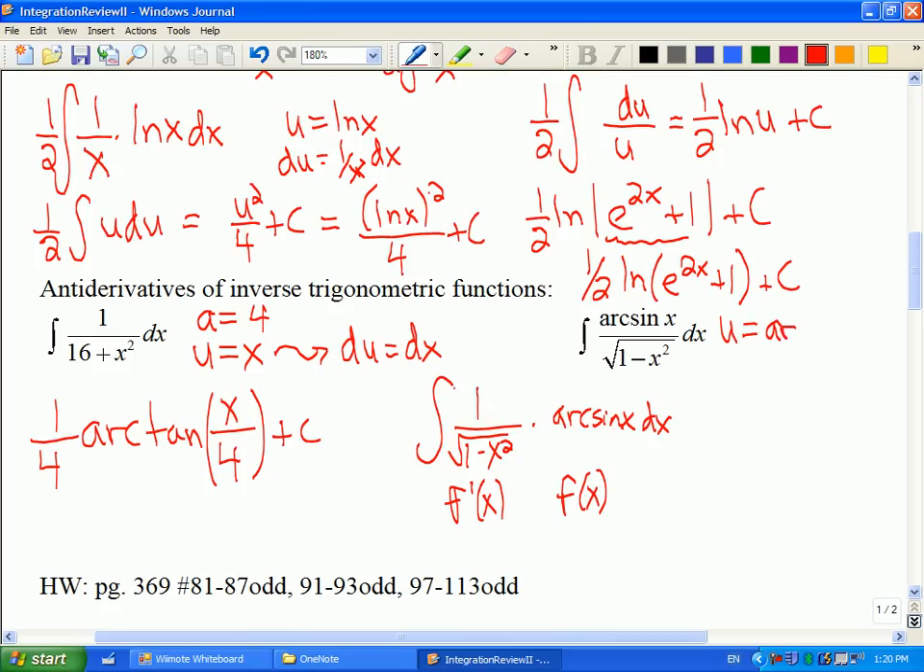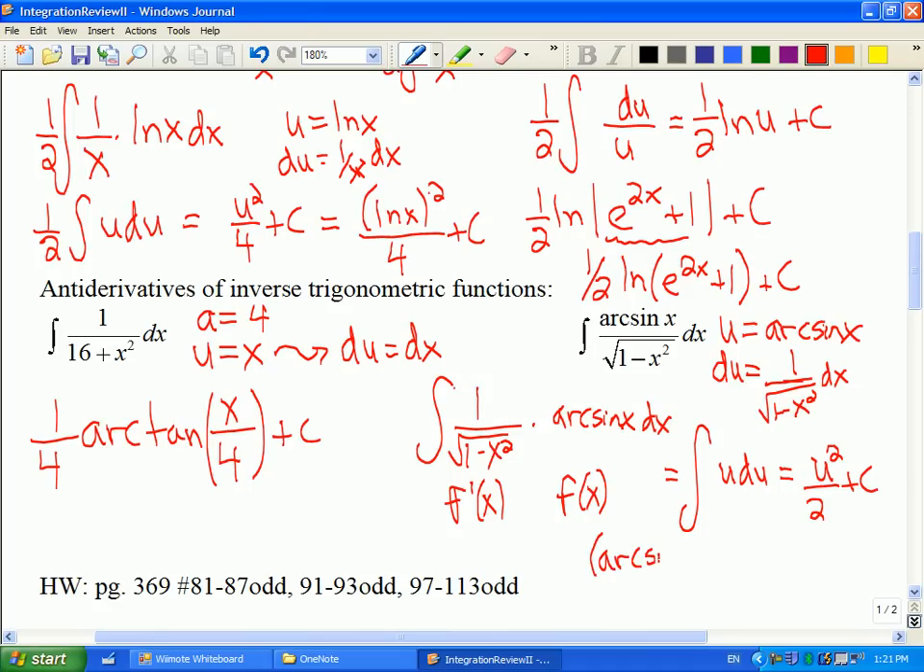For example, I'm going to make that my function. So du would be equal to 1 over square root of 1 minus x squared dx. Then I can make my change in the integral here. It'll be the integral of u du, which would be u squared over 2 plus a constant. And for us, u was the arc sine. So it would be arc sine x squared over 2 plus a constant.